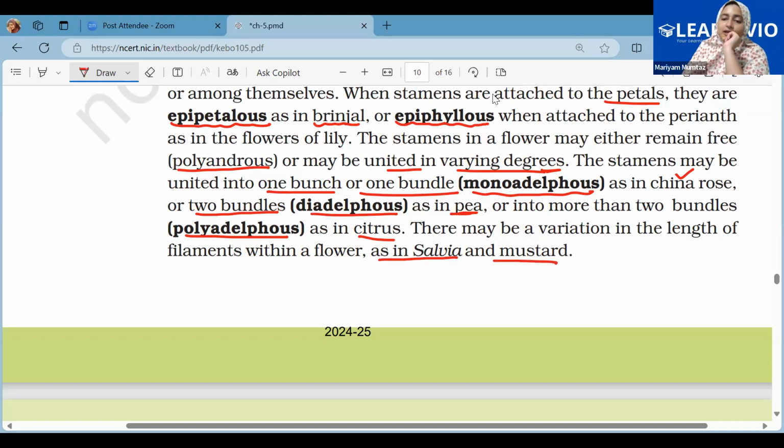For example, if this is a flower, and inside there is the presence of stamen. So this is the anther and this is the filament. Many times the length of the filament can vary. For example, one filament is longer, and one can be shorter also.